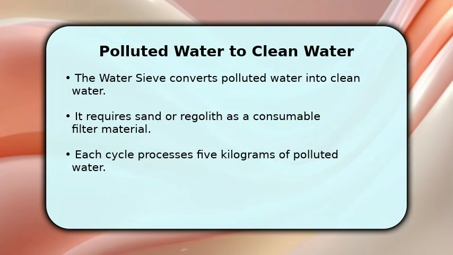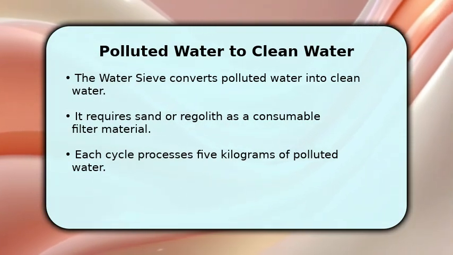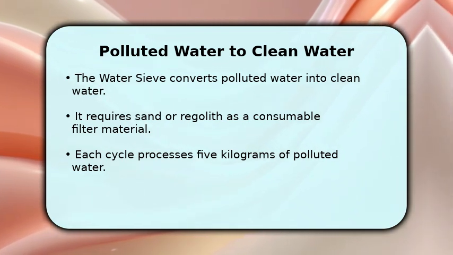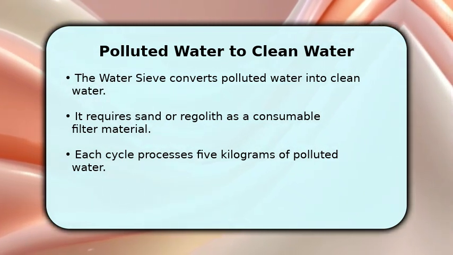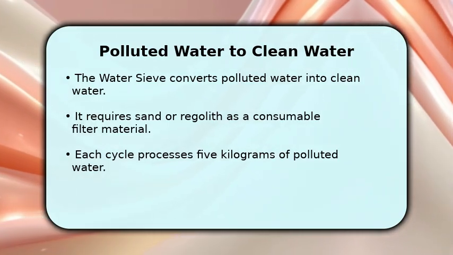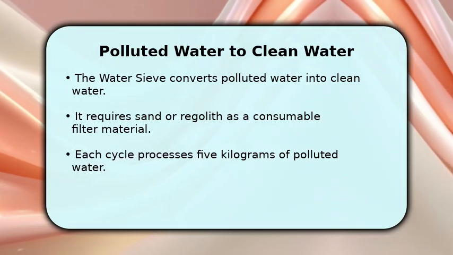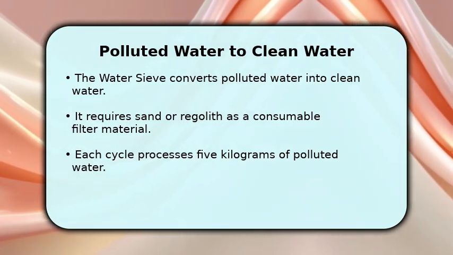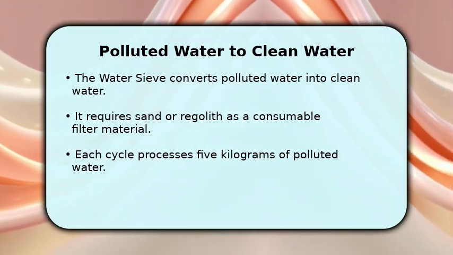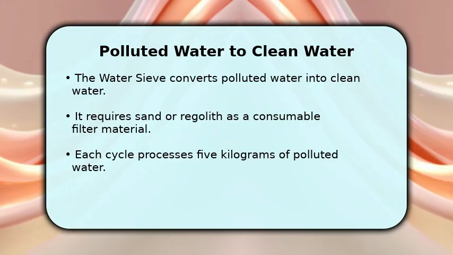The most straightforward way to produce clean water from polluted water is by using the water sieve. This essential building takes in polluted water and, with the help of a filter medium like sand or regolith, outputs clean water. Remember, the sieve consumes 100 grams of sand for every 5 kilograms of polluted water processed, so managing your filter material is crucial for continuous operation.